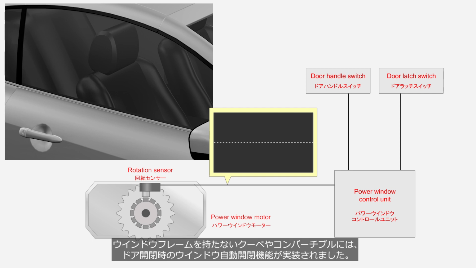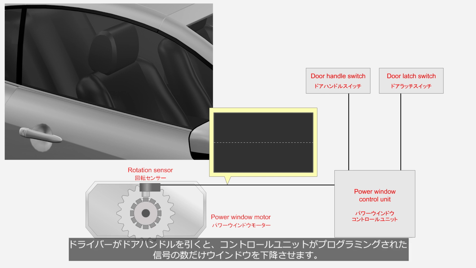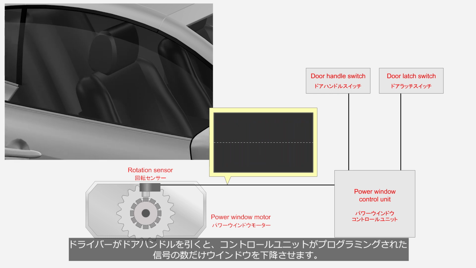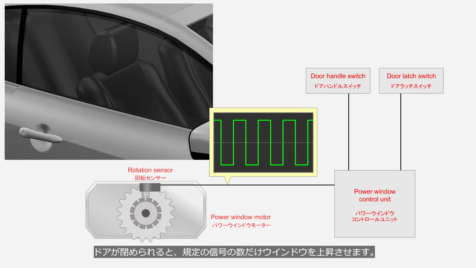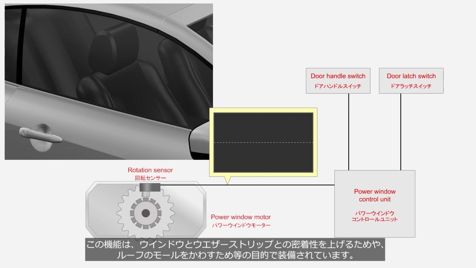For cars without window frames such as coupes and convertibles, the automatic window open and close function when the door is opened or closed has been implemented. When the driver pulls the door handle, the control unit lowers the window by the programmed number of signals. When closing the door, it raises the window by the programmed number of signals. This function is equipped to improve the sealing between the window and weather strip, and to avoid making contact with the roof molding.